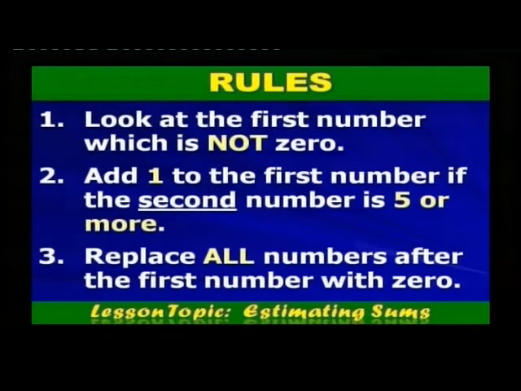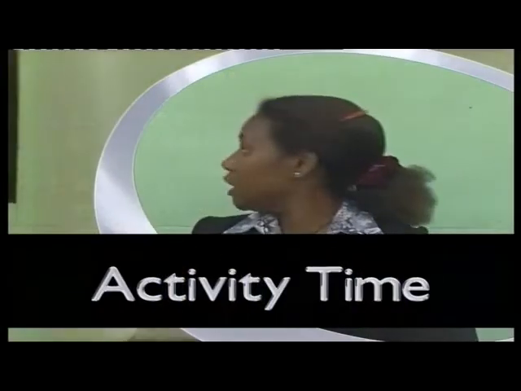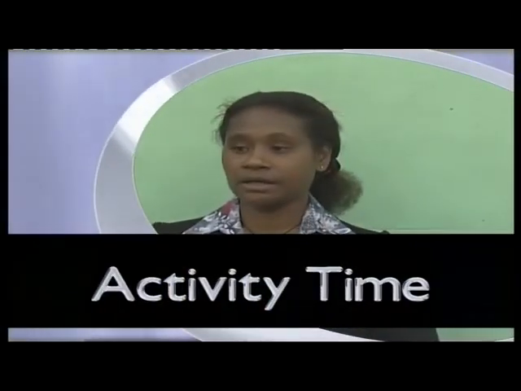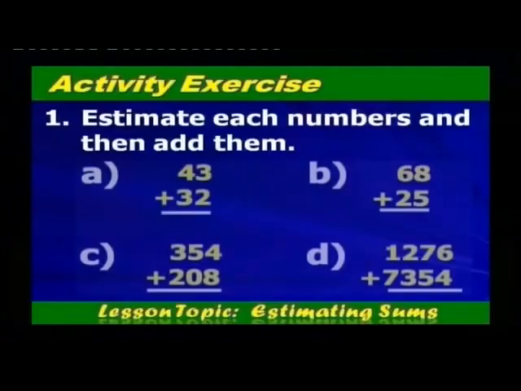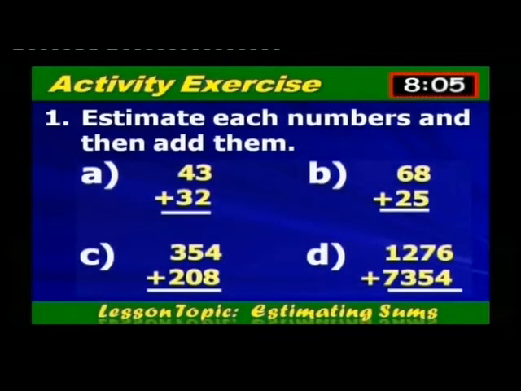So these are three learning activities, and you will be doing some of these in your activity exercise during the lesson. So it shouldn't be that difficult. All I would like you to do is follow exactly how we have gone through. You do estimation first, and then you add those estimated numbers. So you have four activities to complete during our lesson for today. You are to estimate each number and then add them. So following the steps that we have gone through, you estimate, show your arrow, and then you add.